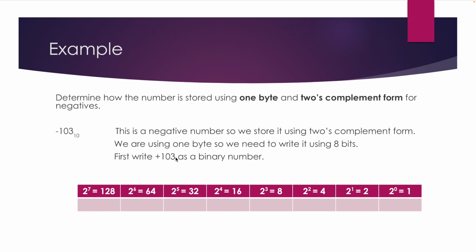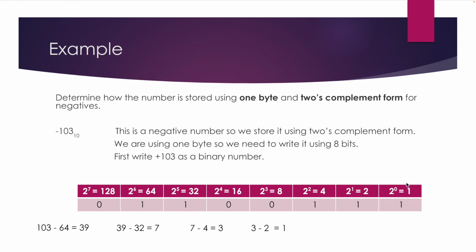So I'm just thinking of positive 103. The highest I can go again is this column here, which is 64. I'm going to put a 0 here, put a 1 here, and if I use 64, then I have 39 left. So I'm going to put a 1 in the 32's place, and that leaves me with 7 left. So I can't go here. I can't go here. That's too high. I'm going to put a 1 in the 4's place, which leaves me with 3 left. So I put a 1 in the 2's place, which leaves me with 1 left.